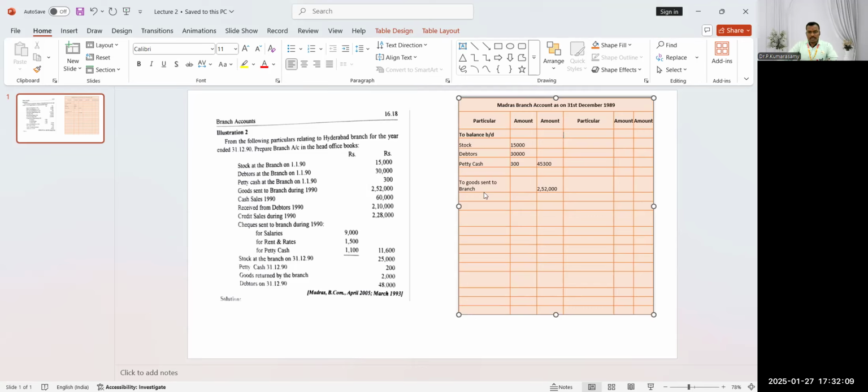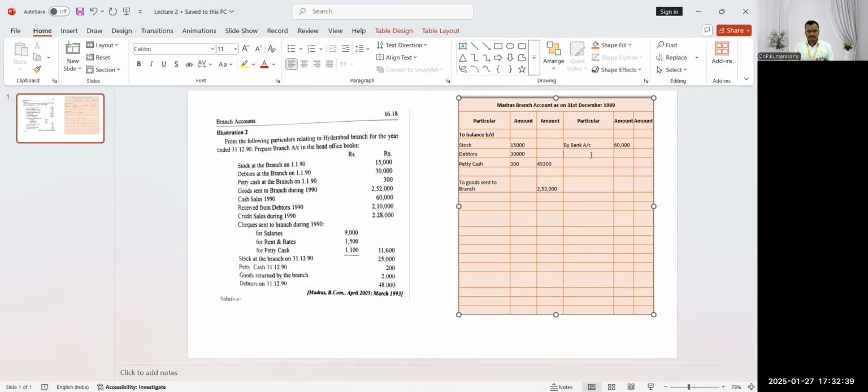Next one is what? Cash sales. Cash sales, what will you enter here? By bank or to bank? Here, by bank. By bank account. Amount is what? By bank here. Cash received in the form of cash sales. Cash sales by bank 60,000.